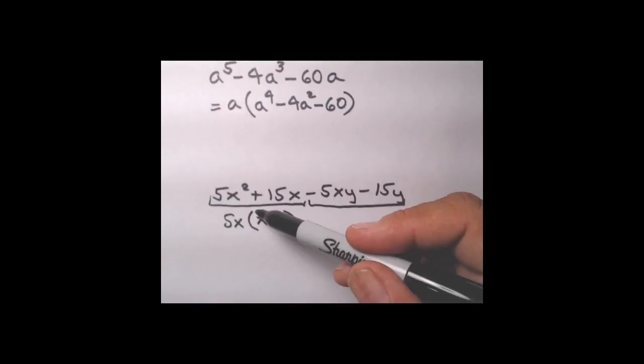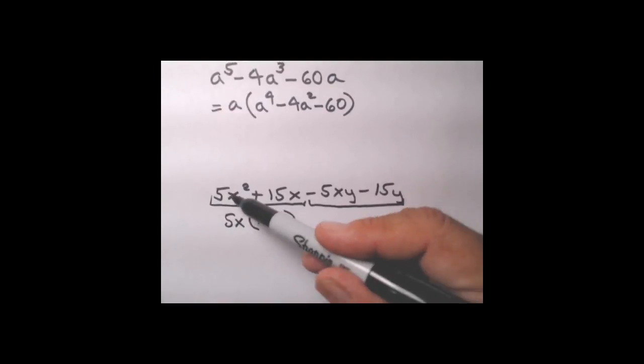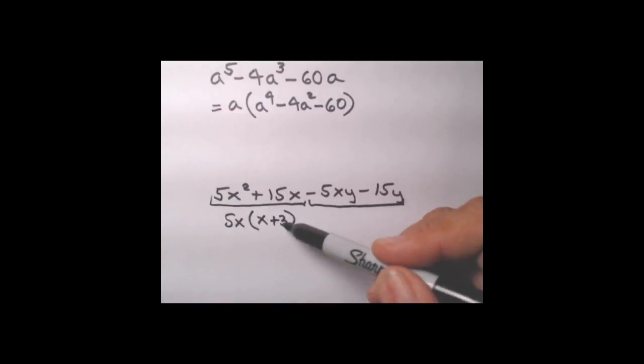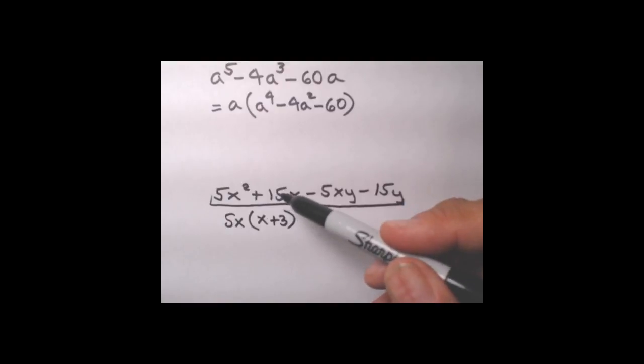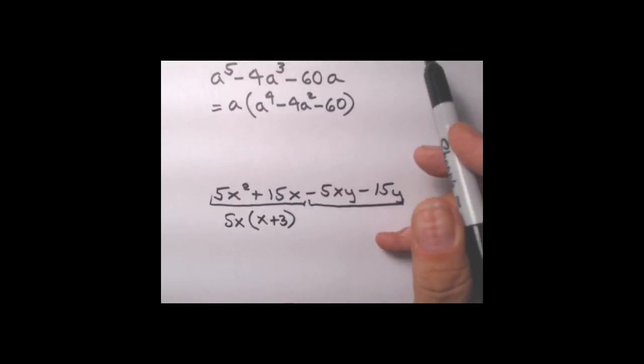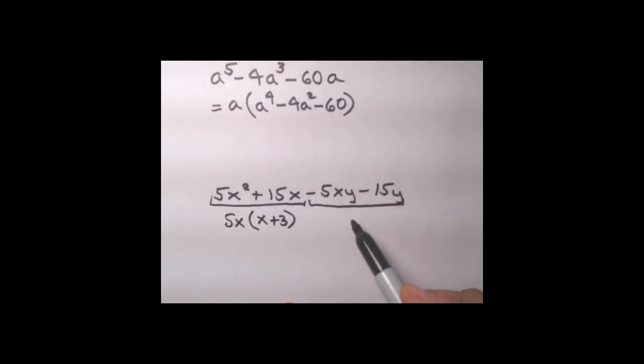Okay, let's double check this. 5x times x is 5x squared. 5x times plus 3 is plus 15x. Okay, now, the second group here. Let's see if we can factor out of this. There's a common 5 between the 5 and 15, and we can get a single y out.